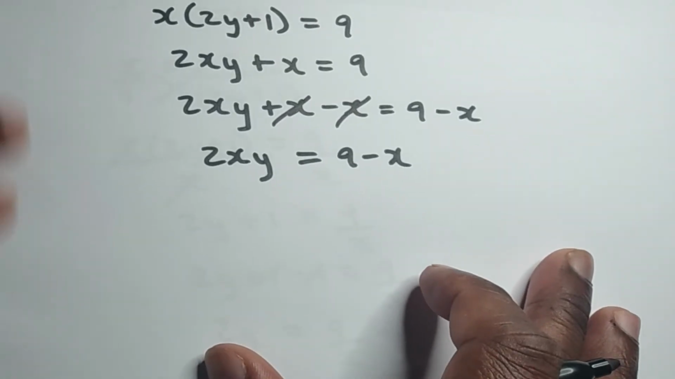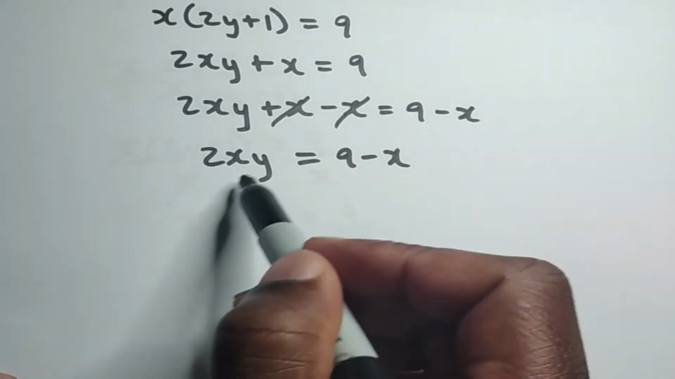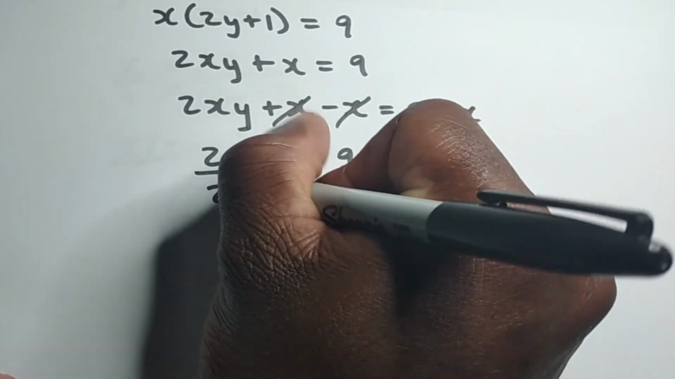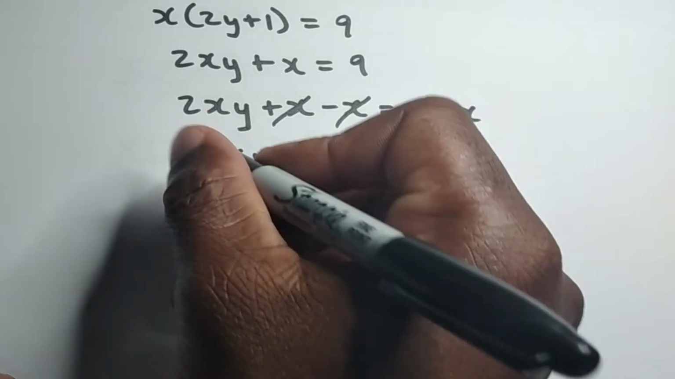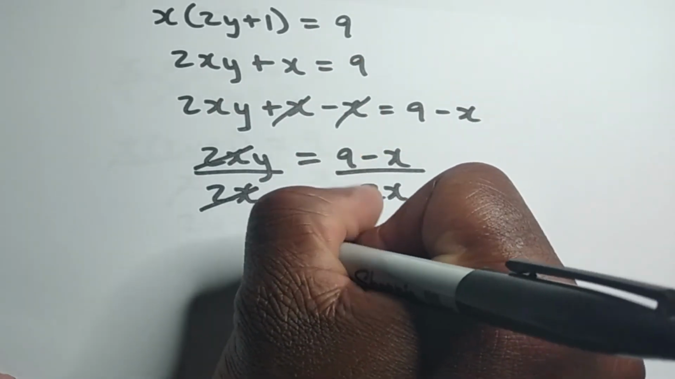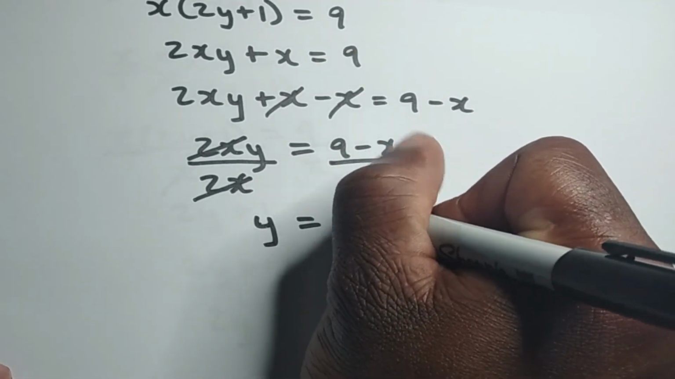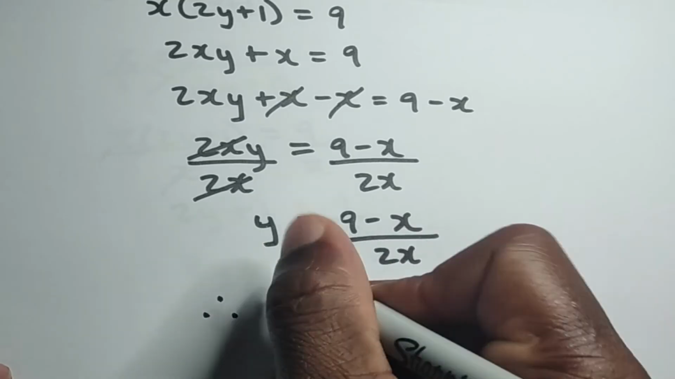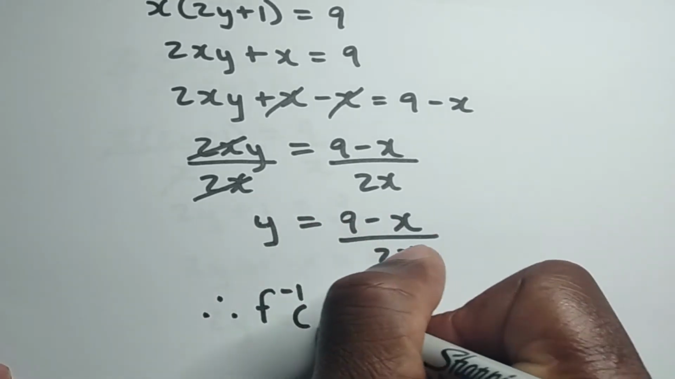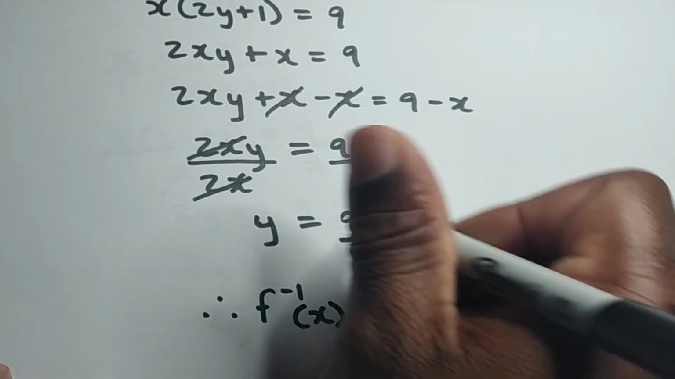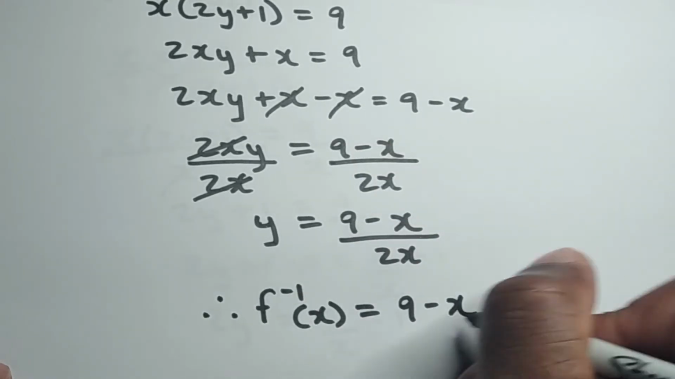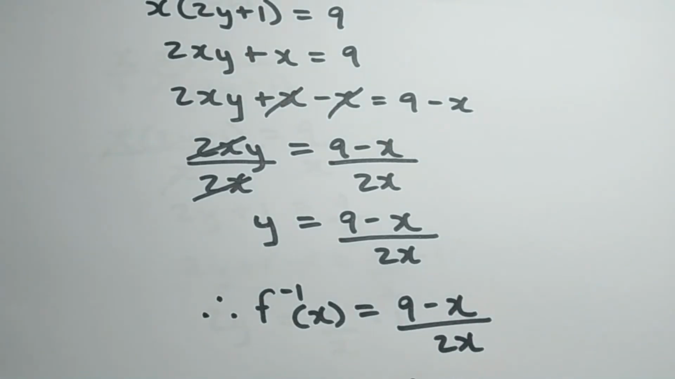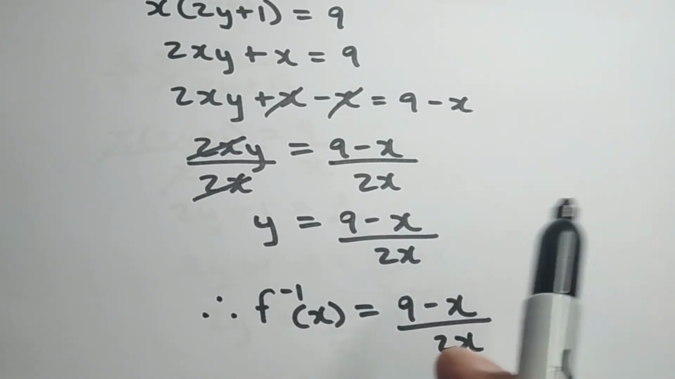Now I want to make y the subject of this thing right here, all right? The subject of the equation. So what I'm going to do now is to divide both sides by 2x, all right? So 2x cancels 2x, so I'm left with y is equal to 9 minus x over 2x, all right? So therefore, I can say the inverse of f of x is equal to 9 minus x over 2x, all right? So this would actually be the inverse for this particular function.